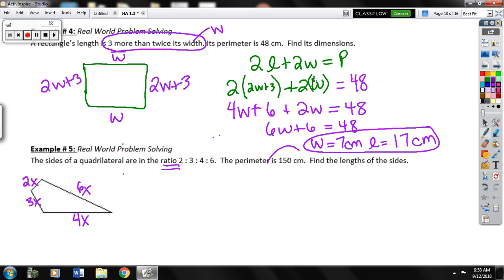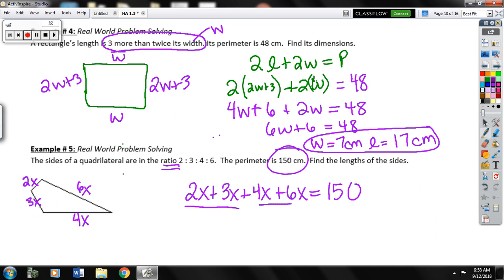And we know that the perimeter is 150. So all we have to do is add these up and set it equal to 150. Combine all our like terms. These are all like terms. So this is 5x plus 10x, which is 15x.